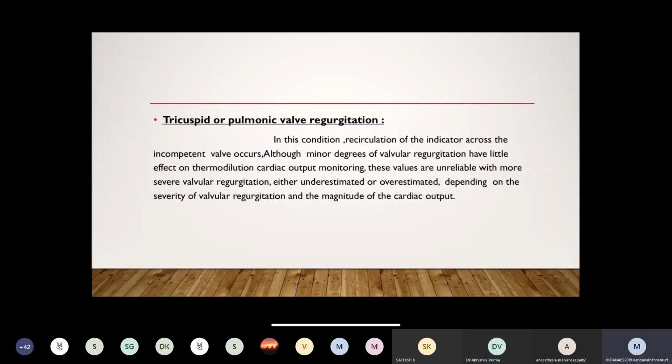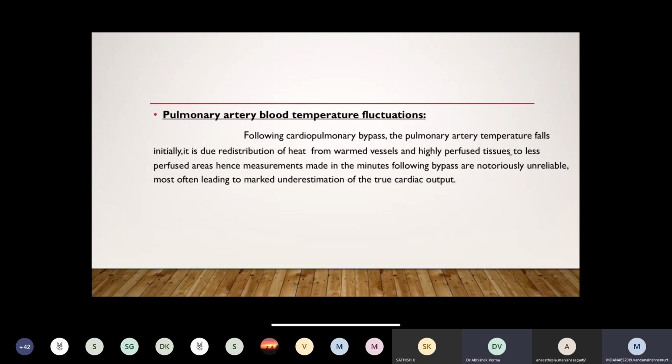Following cardiopulmonary bypass, the pulmonary artery temperature falls initially. It is due to redistribution of heat from the warm vessels and highly perfused tissue to less perfused areas. Hence, measurements made in the minutes following bypass are notoriously unreliable, most often leading to marked underestimation of the true cardiac output. Respiratory cycle influences.